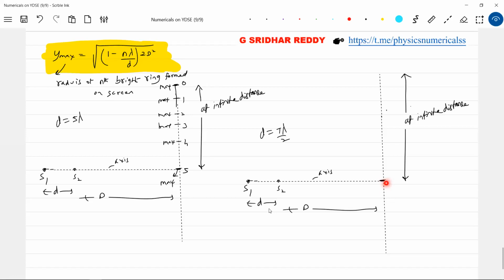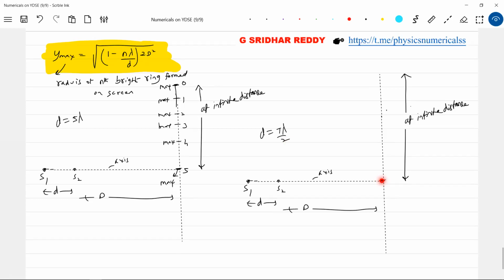For destructive interference, what should be the path difference between the rays? 2n minus 1 lambda by 2. Will 7 lambda by 2 satisfy that? Lambda by 2, 3 lambda by 2, 5 lambda by 2, 7 lambda by 2. Yes. So for destructive interference, what is the path difference here? Here we'll get minima.